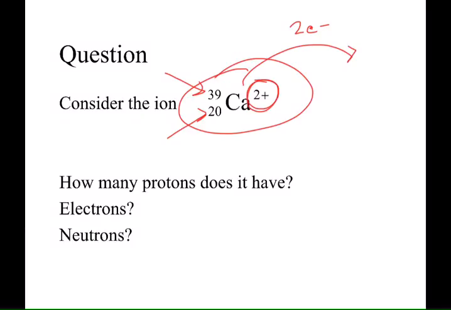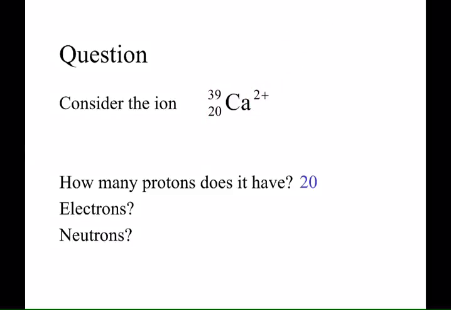So you can answer these questions. How many protons does it have? Well, you can pick off the atomic number, 20. How many electrons does it have? Well, if it lost two electrons, it used to have 20, and now it has 18. How many neutrons does it have? This goes back to unit 2. From 39 we can subtract 20, so I got 19. Okay, we're good. Well, that's a cation, let's do an anion here.